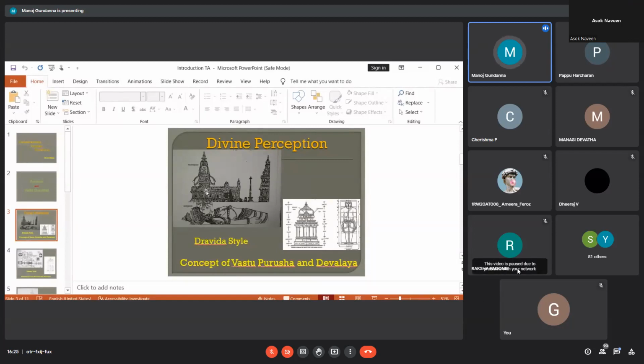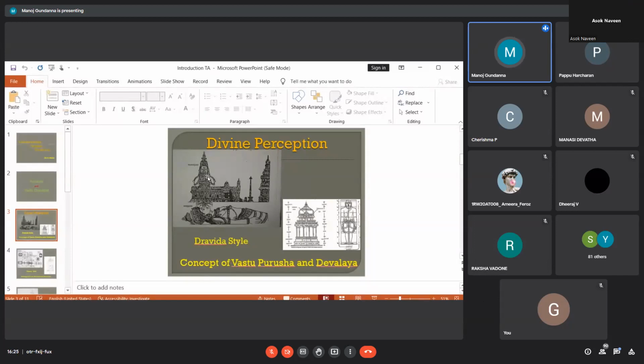So therefore, we can see that here the Purusha figure is lying down, whereas here there is a divine figure's head. Now this is the elevation of the temple, and this is the plan of the temple till the Gopura. Now this is called the Vastu Purusha, and he is referred to as the Prasada Purusha.